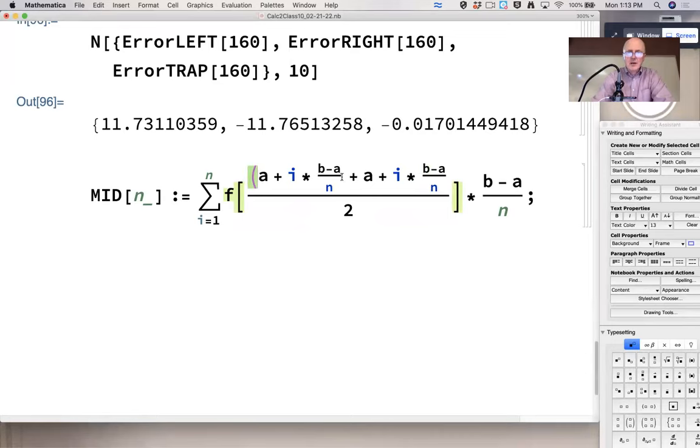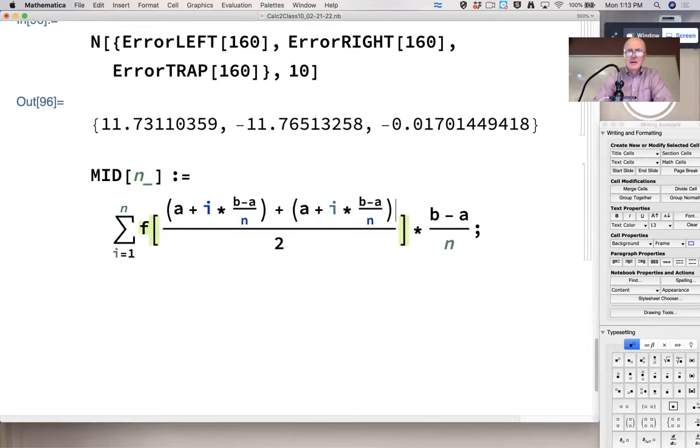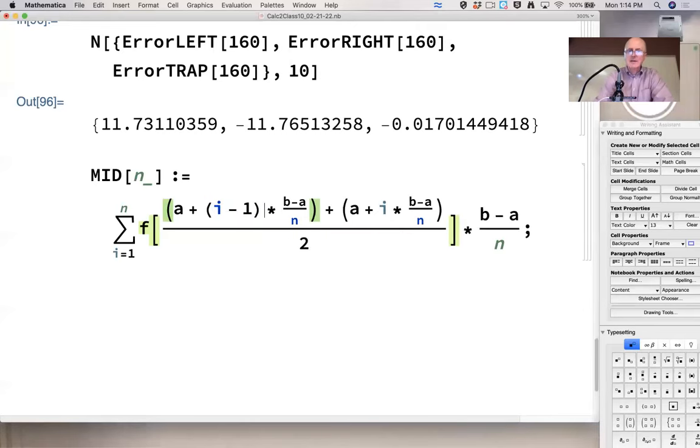For extra clarity, I'm putting parentheses around these things. These parentheses that I'm using right now are not absolutely necessary. But if I change this I to an I minus 1, I must have parentheses around it. That has to be there. So this is x sub I minus 1 right there, and this is x sub I. I'm adding them and dividing by 2.